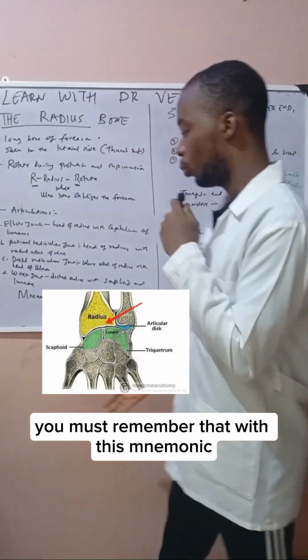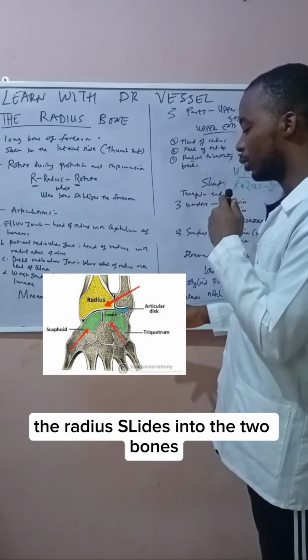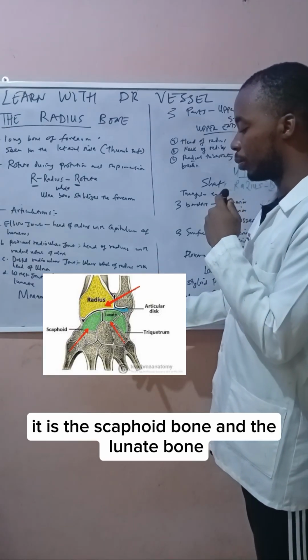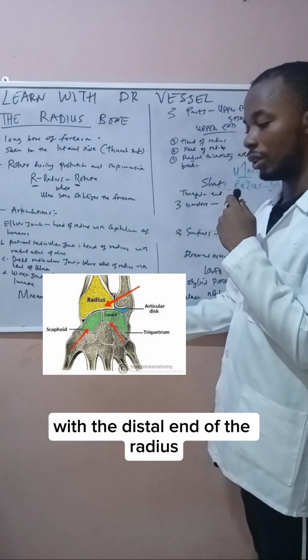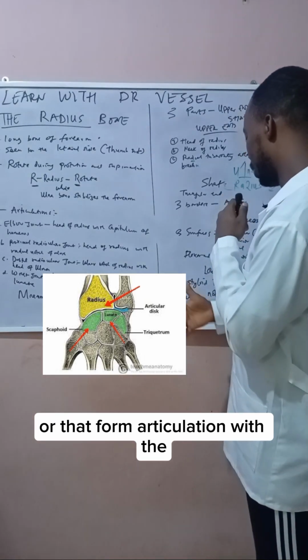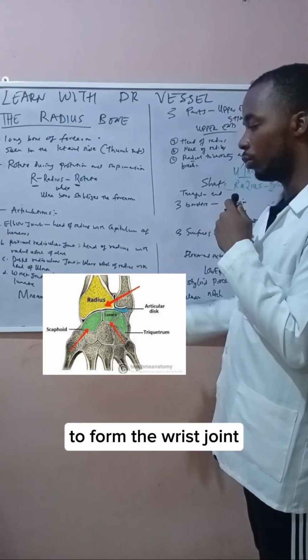You must remember that with this mnemonic, the radius slides into two bones can help you remember that it is the scaphoid bone and the lunate bone that form articulation with the carpal articular surface of the radius to form the wrist joint.